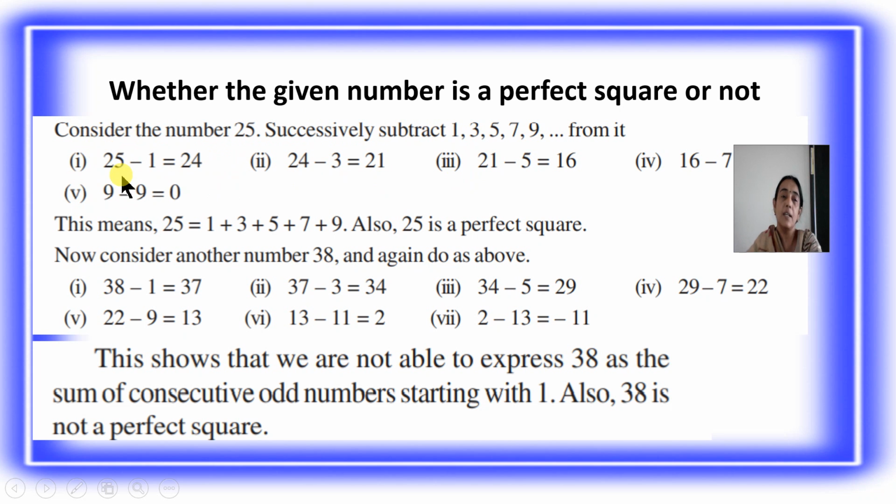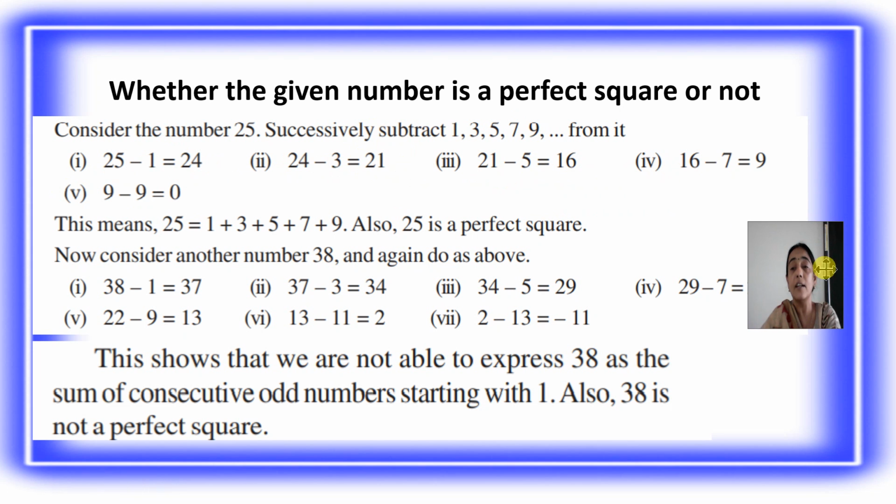That means in the first step, what we will do is from 25 we will subtract 1. So we get 24. Now from 24 we will subtract the next odd number, that is 3. So 24 minus 3 is 21. Then from 21 I will subtract the next odd number, 5. So that is equal to 16. Then from 16 I will subtract the next odd number and that is 7, giving 9. Then 9 minus 9 is equal to 0.